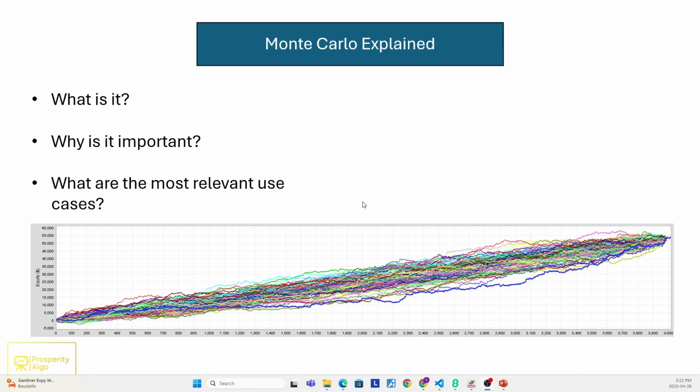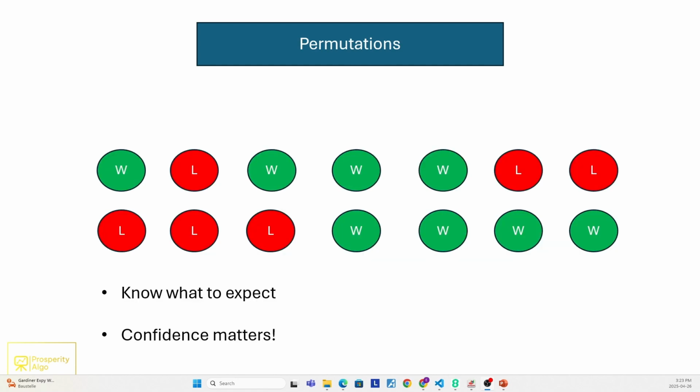So Monte Carlo simulations are a very important tool when testing strategies or when doing back tests more broadly. And what exactly is a Monte Carlo simulation? Well, quite simply, it's taking the trades which are produced in a back test or even in a forward test and just permuting them. And what permuting means is change the order.